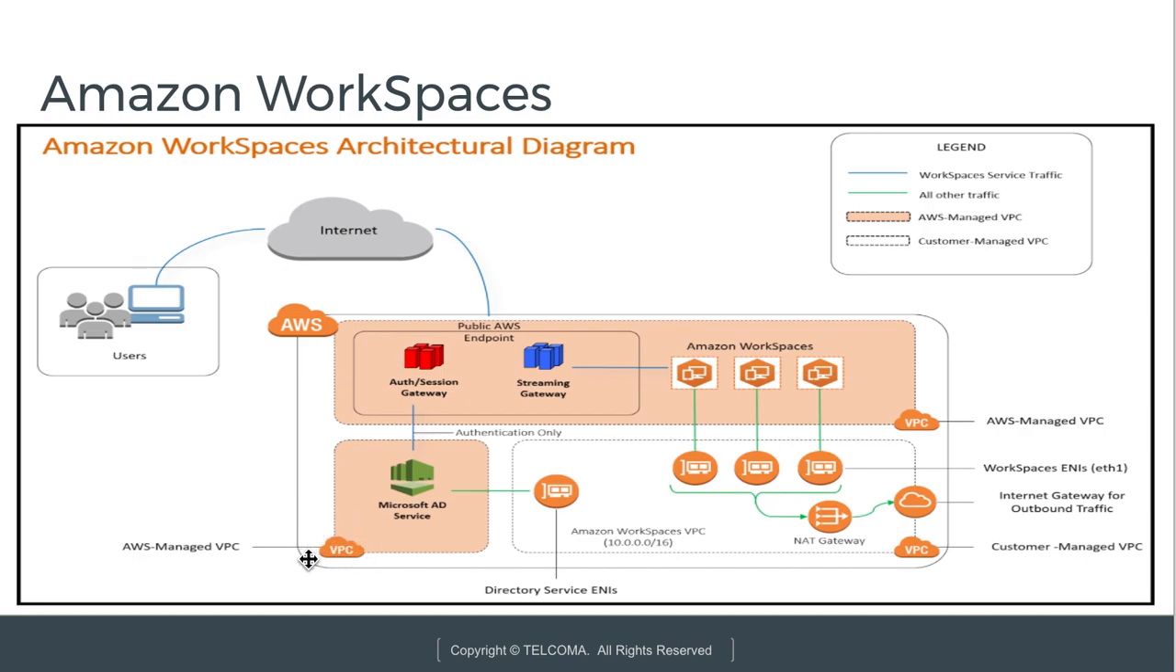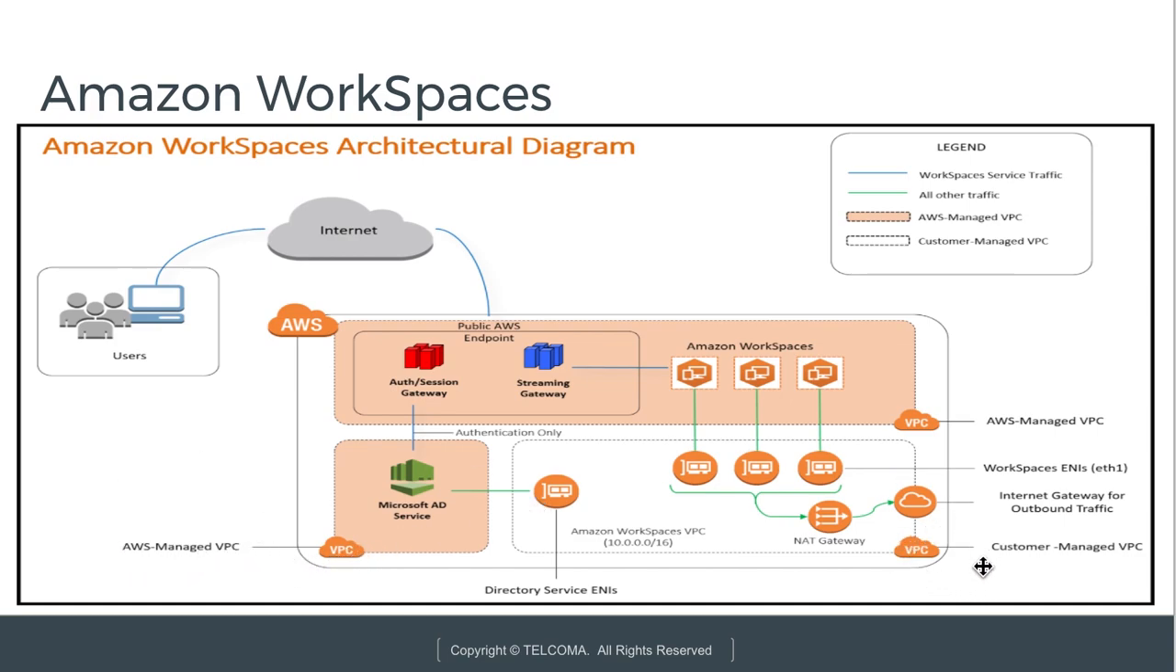In a virtual private cloud, we have an Active Directory. All other traffic will be with the directory service ENIs. So here we have the Amazon WorkSpaces virtual private cloud. The streaming gateway will forward all the traffic to various WorkSpaces, where we have a NAT gateway and an internet gateway for outbound traffic. So this is a virtual private cloud which is managed by AWS.